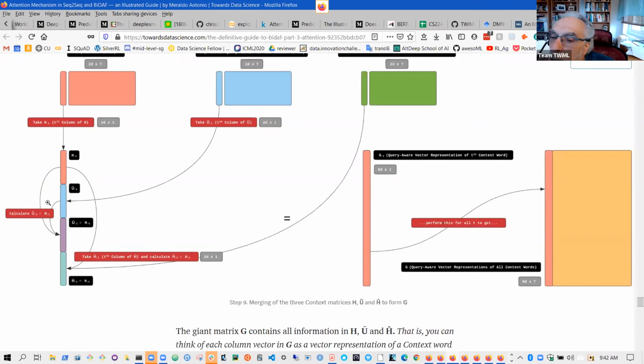G, okay, so this is the G, I guess. Perform this for all T to get a query-aware vector representation of all context words. Okay, so this is one vector that corresponds to one context word. And I guess you want to construct this for each context word and then stack them side by side. Yeah, and then that's this final output, I guess.